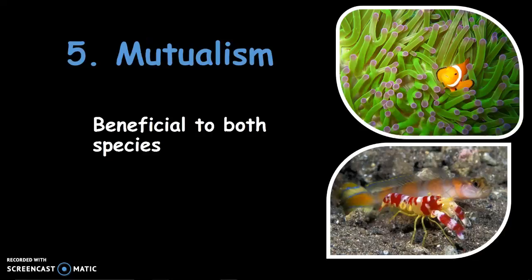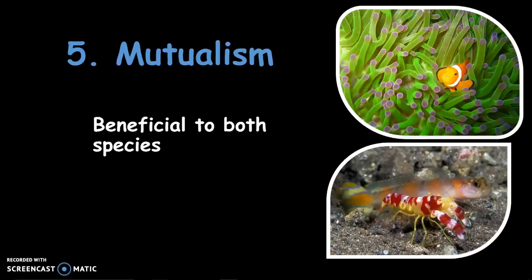This brings us to the last interaction in a community, which is mutualism. And in mutualism, both species benefit. They're BFFs, good friends. So two prime examples would be a clownfish and the anemone, and one of my favorites, a goby and a shrimp. What's going to happen in this relationship is the shrimp is actually going to create a little burrow and create a little home for the goby to live in. And the shrimp is actually going to carry out a little bit of cleaning here and there, take debris out of the home, and the goby is going to get a place to live.